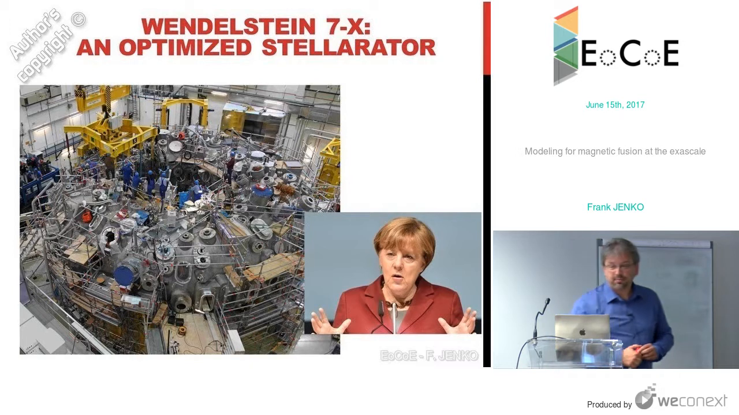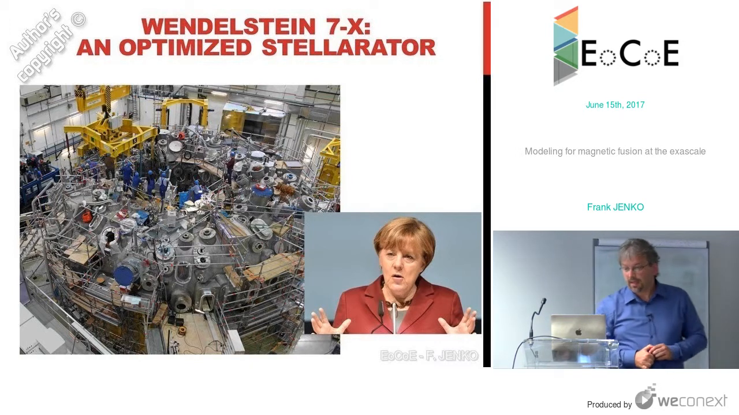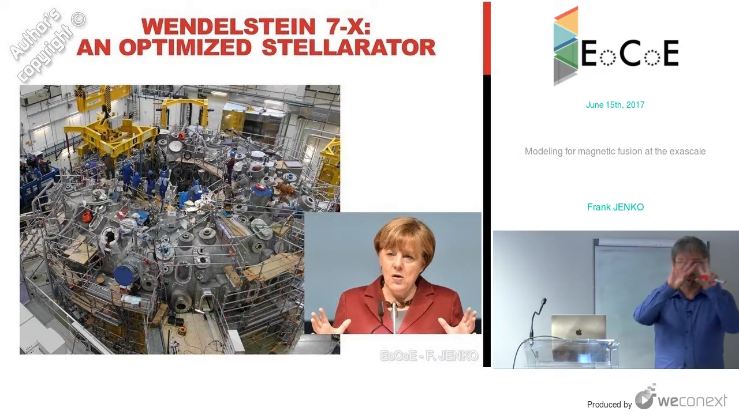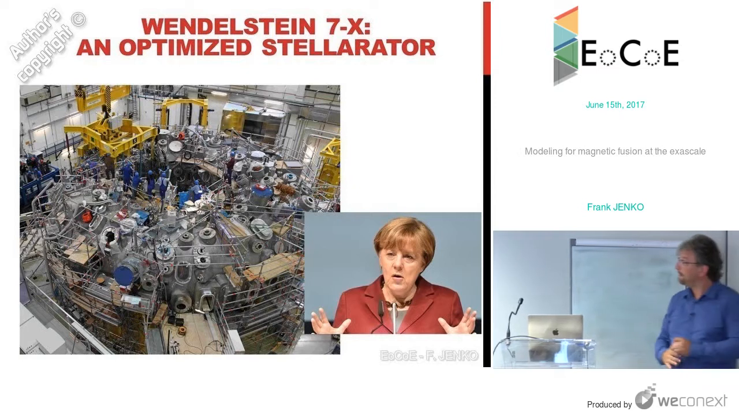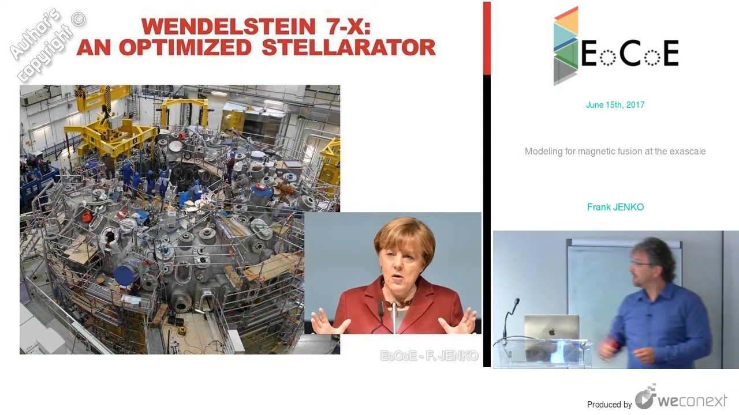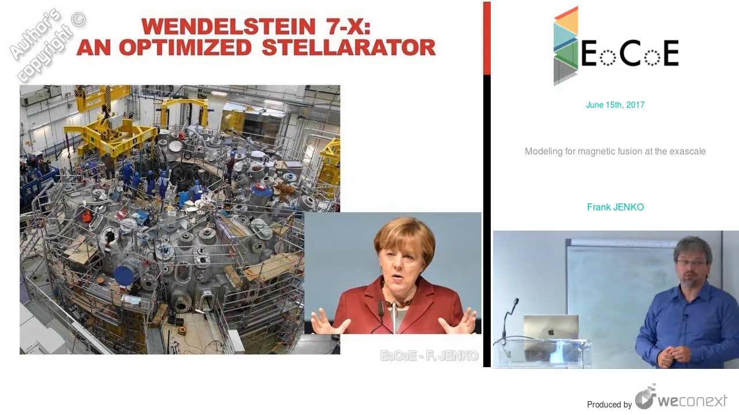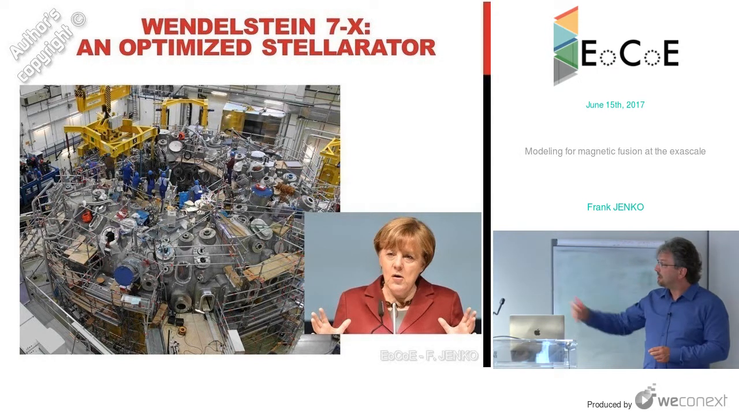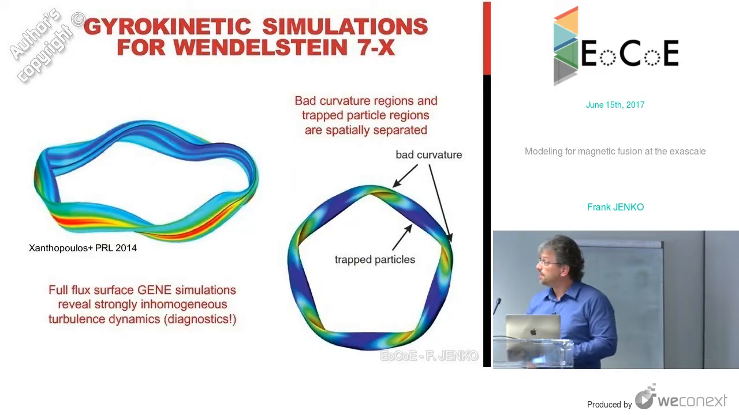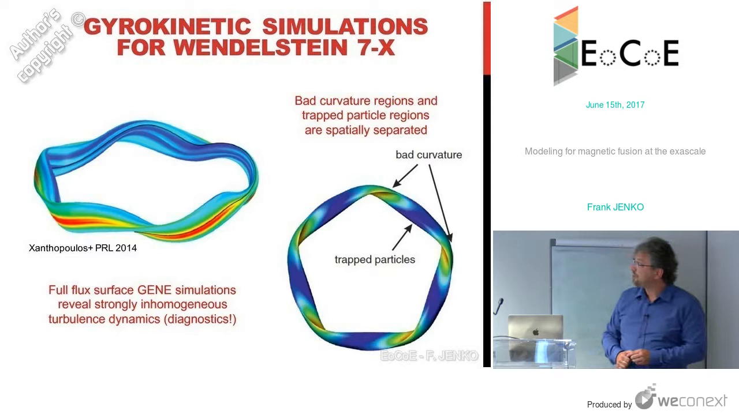A second example in this category is a stellarator. So this is almost like a tokamak. It's a toroidal device, but it's not axisymmetric. It's a little wiggly. On the left, you see the machine during the construction phase. Construction was completed about a year ago. The German Chancellor was there for the opening. And there have been some simulations being carried out for this device.